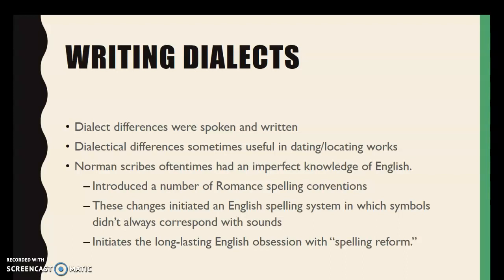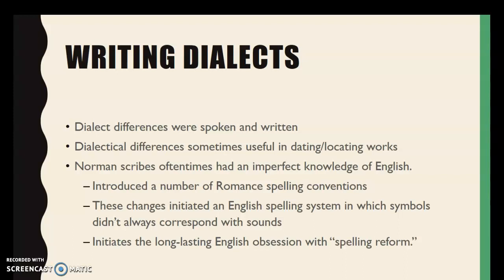Another written shift at this time is that the scribes of the Anglo-Norman court were also Normans, so they were trained in writing French and Latin. They didn't all have a perfect working knowledge of English, especially given the variety of dialects. When they translated works into English, they would introduce Romance spellings and conventions by analogy. These changes meant that the way words were spelled didn't always match up with the sounds, and we'll talk more about orthography and spelling when we get to the early modern period.